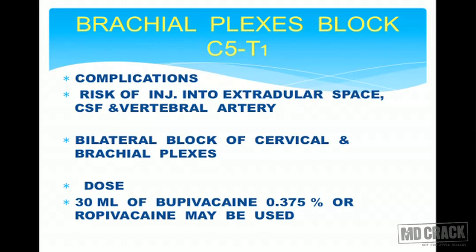Now the dose. The total amount of dose that has to be injected is around 30 ml of bupivacaine solution, diluted to 0.375%, or ropivacaine may be used. Volume should be around 25 to 30 ml, not more than that, because you are just in the perivascular space, and even if you try not to inject in the vascular space, there is high probability that some amount of drug might enter the vascular space and cause catastrophic events.